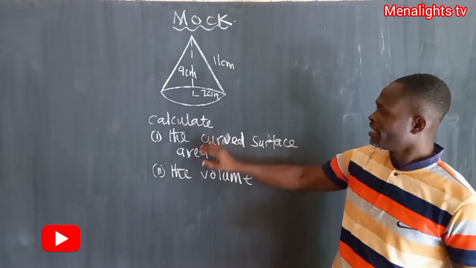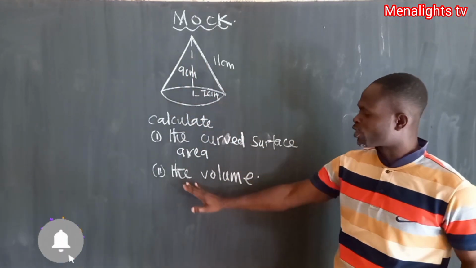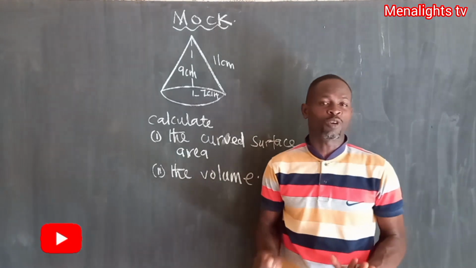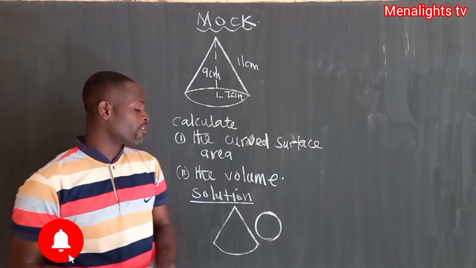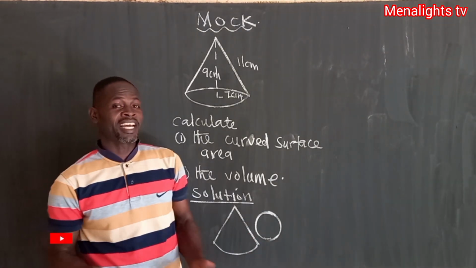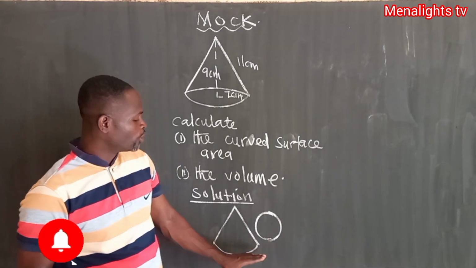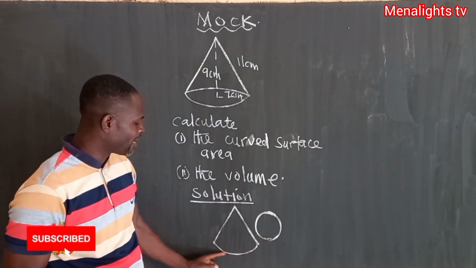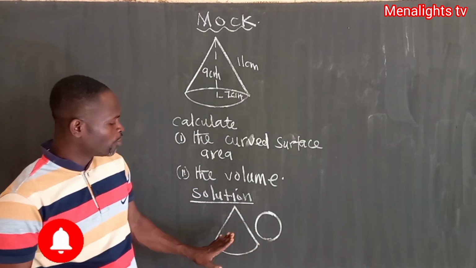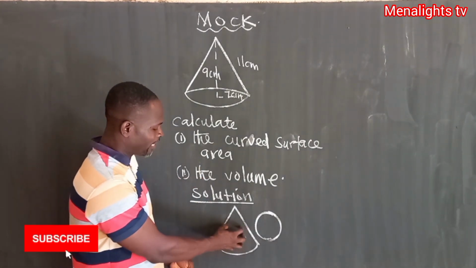We calculate the curved surface area of this cone as well as the volume of the cone. In order to find the curved surface area of a cone, we have to know how the net of the cone looks like. So this is the net of the cone. We have the circular base here, and this is the curved surface. So the curved surface area that you are asked to find is about this particular one.